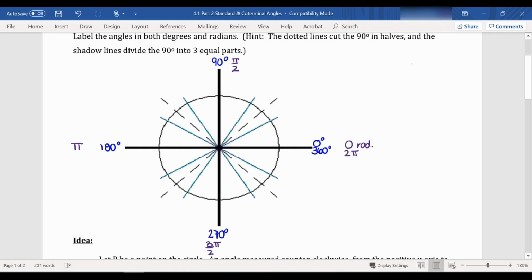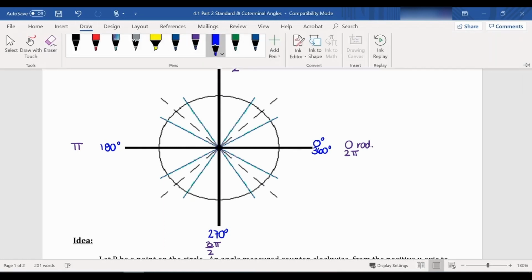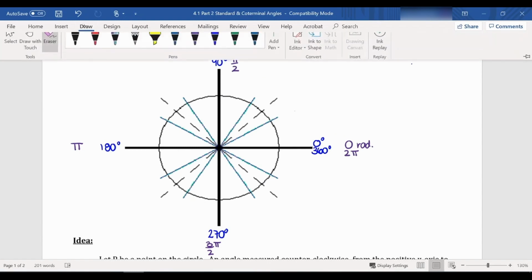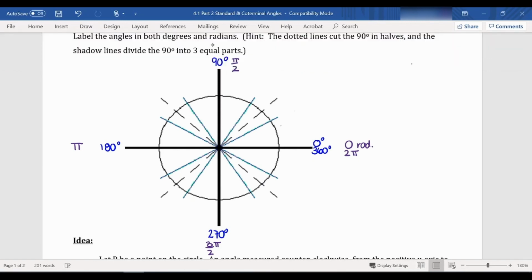Now, if I go around the circle and I look at all of my solid lines that are sort of that faint blue or teal color there, yours, if you've printed out notes, will be black and white. So all of these ones here. In our first quadrant, we know that this first quadrant is everything from 0 to 90 degrees. Those lines have split that quadrant into 3 pieces. So that means the first one would be 30 degrees because that's a third of my 90. The next one would be 60 degrees because that's 2/3 of my 90.